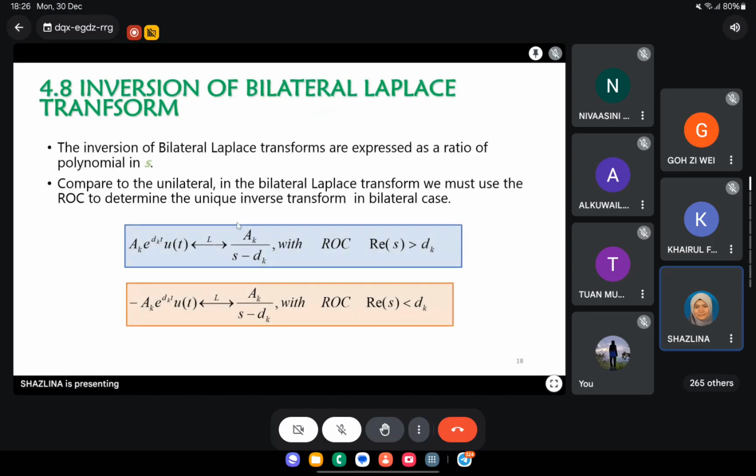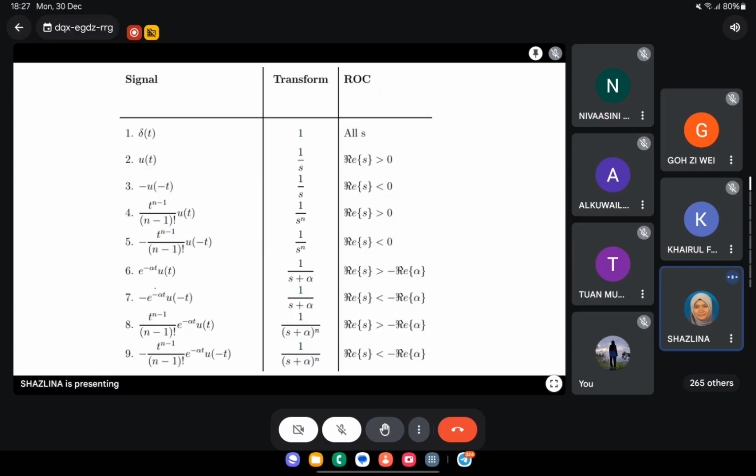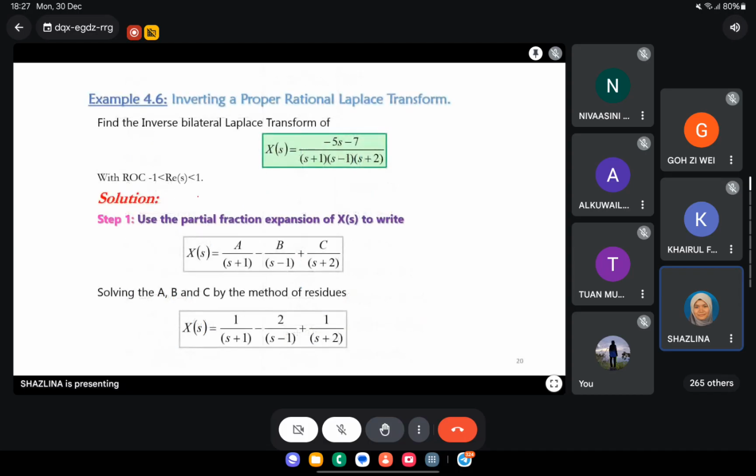Okay. Now, inversion for bilateral is similar to unilateral. It's just that when you are given an ROC, you have to consider it when you do the inverse transform. If the ROC is smaller, then there should be a u(-t) and a negative at the front. If you have 1 over s but the ROC is smaller, then when you do the inverse, it has to have -t and a negative at the front.